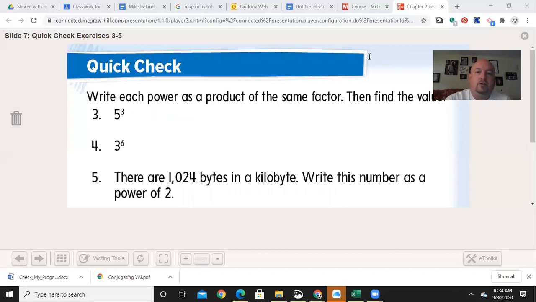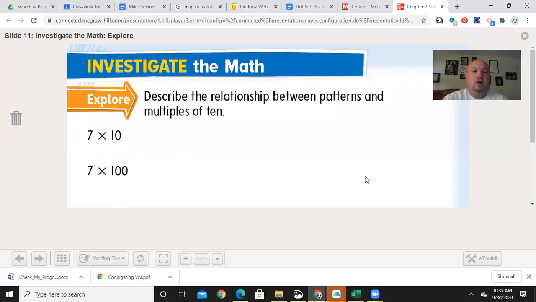I'll clear the drawings and let's move ahead in our lesson. Our lesson today is to describe the relationship between patterns and multiples of 10. Right now, you would approach these problems as, well, 7 times 10. We got 10, 20, 30, 40. But there's an easier way, and that's what we're going to focus on today. So I'm going to get my annotation tool again here.